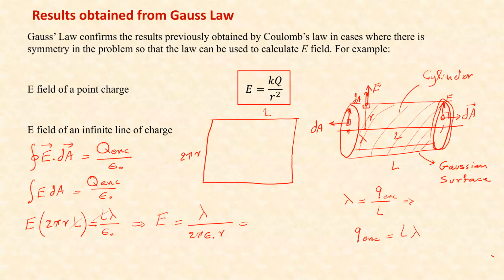Or you can write, because 1 over 4 pi epsilon naught is K, 1 over 2 pi epsilon naught is 2K. So it becomes 2K lambda over R, as we had before. So you see, in this case, because we have symmetry, we can find the electric field of an infinite line of charge. This is the way Gauss law works for these cases. You have to do some symmetry arguments and then apply. Any questions?